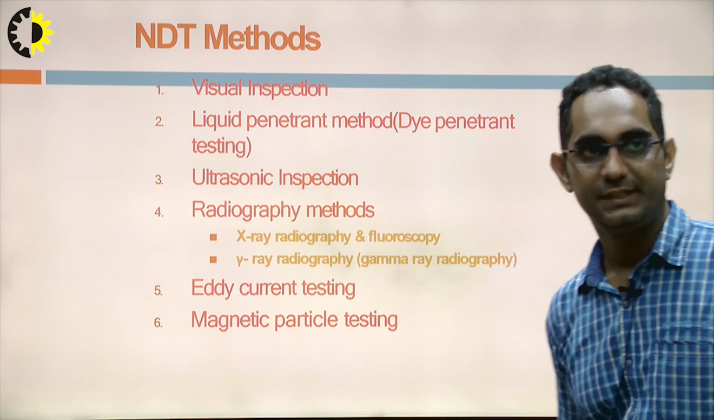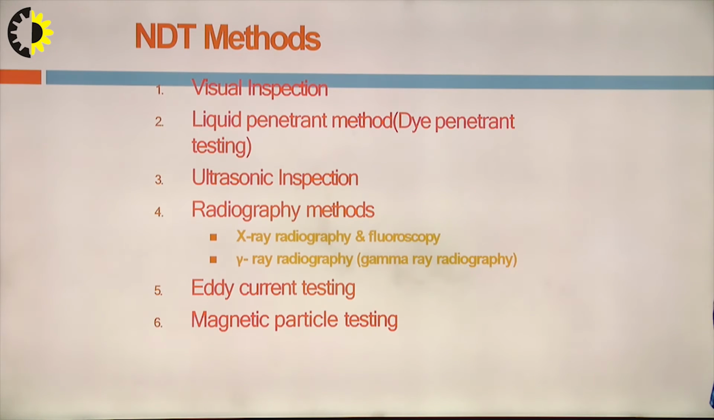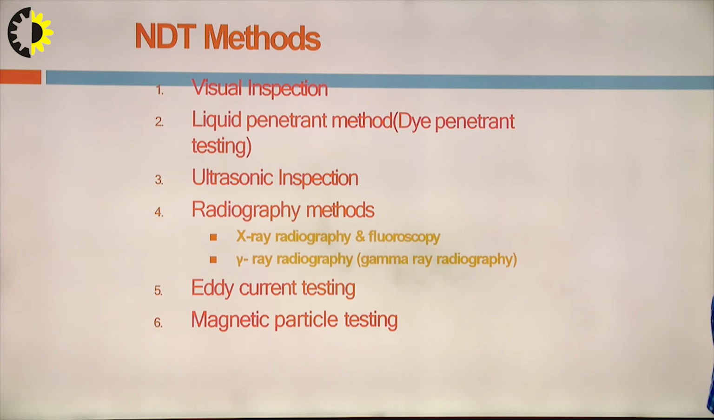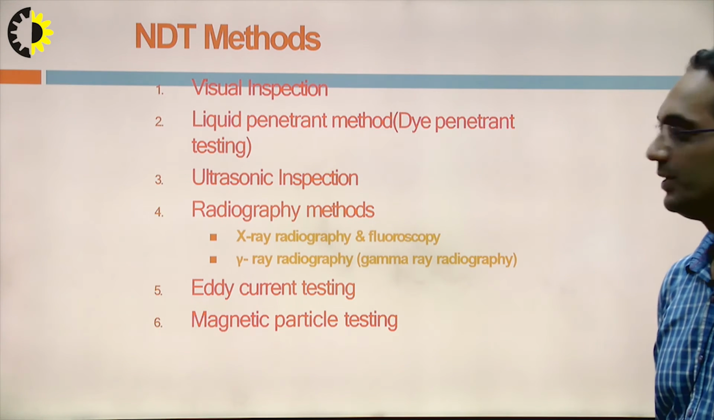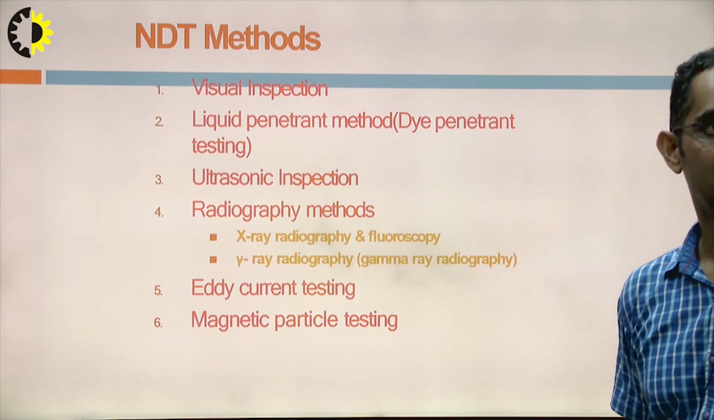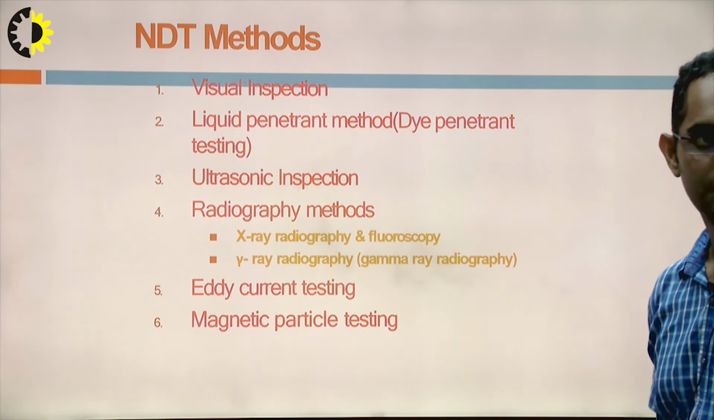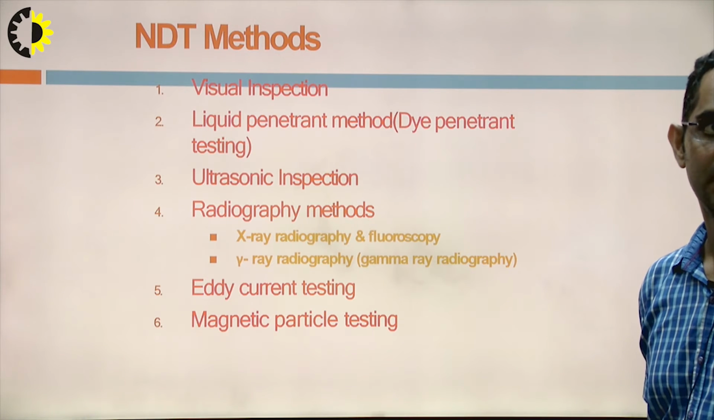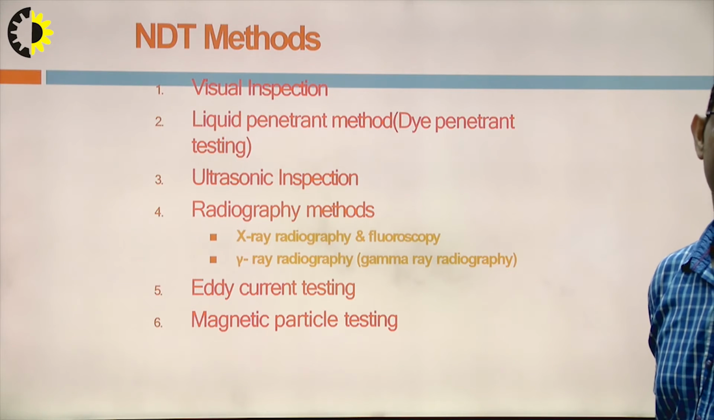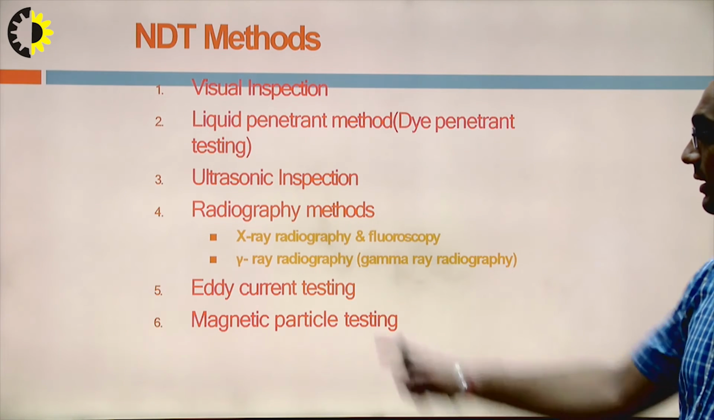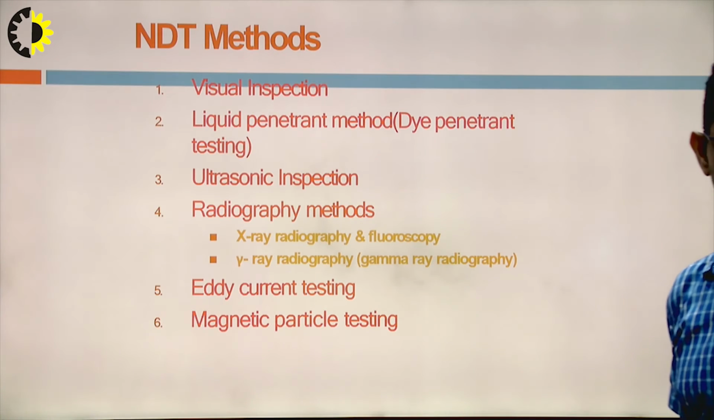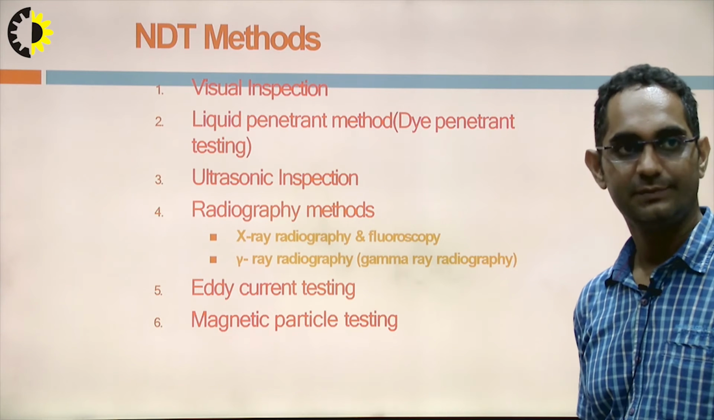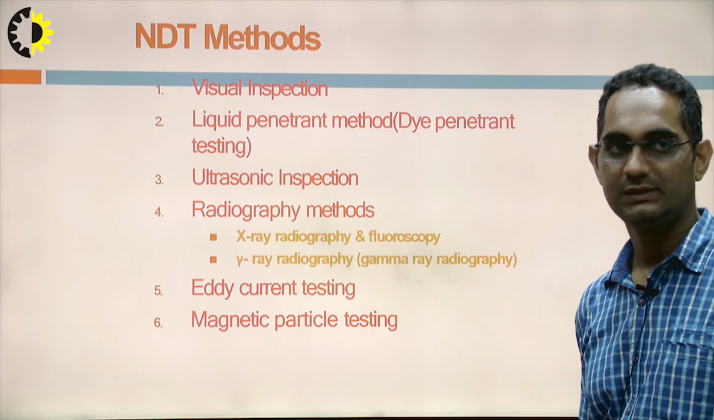So there are different NDT methods. First of all, visual inspection, then the liquid penetrant method, that is the dye penetrant testing. This is one of the most commonly used and most popular NDT methods. Then ultrasonic inspection of materials is there.